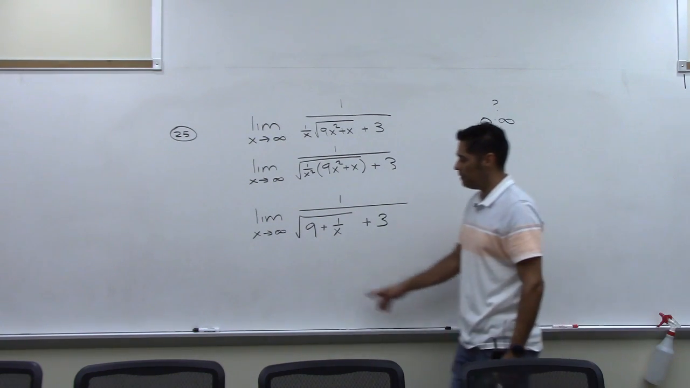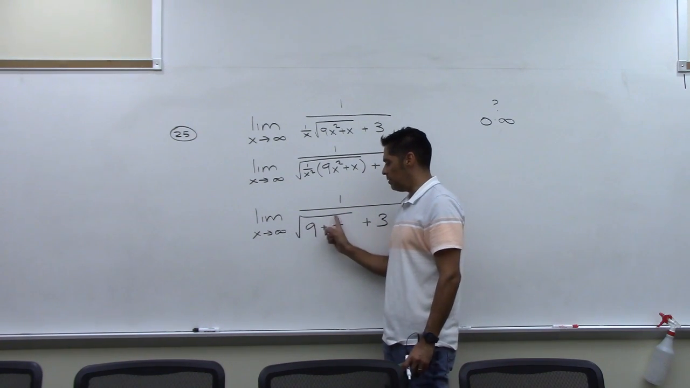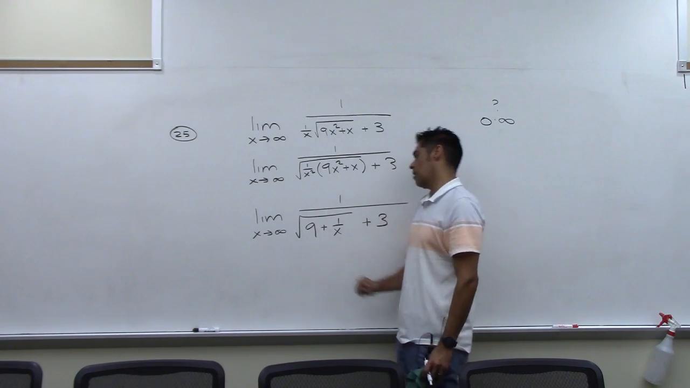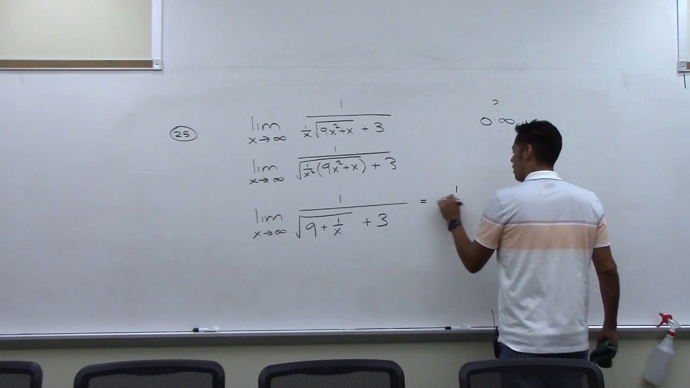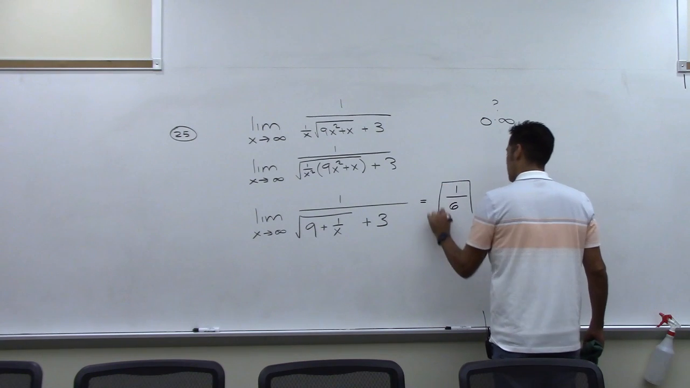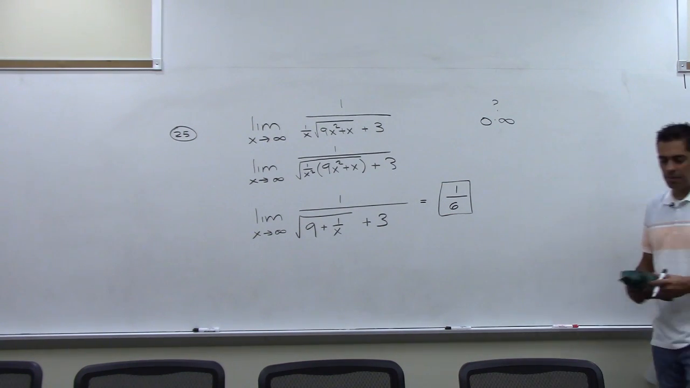Because if we let x go to infinity now, this goes to 0, and you get the square root of 9. But the square root of 9 is 3. 3 plus 3 is 6. So this should just be 1 over 6, 1/6. That's it.